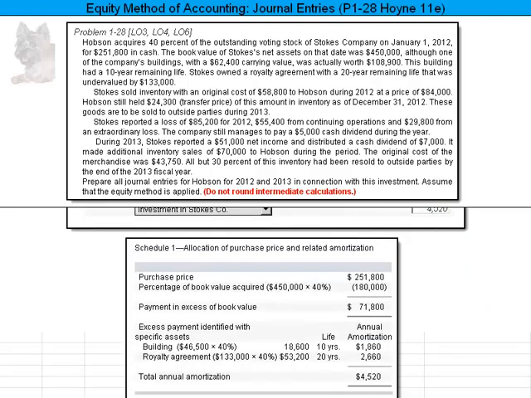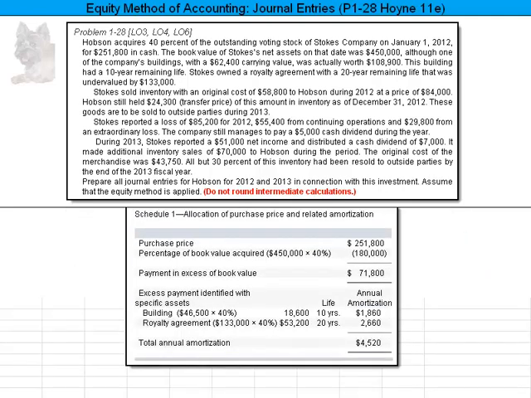Well, we've got to look at what you see on this schedule here that comes down to the $45,20. Right? We paid $251,800. The percent of book value acquired would have been $450,000 times 40%. Right? There's the book value.